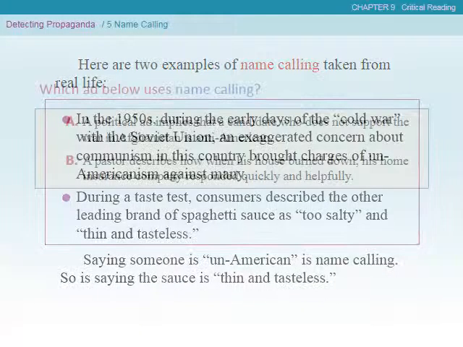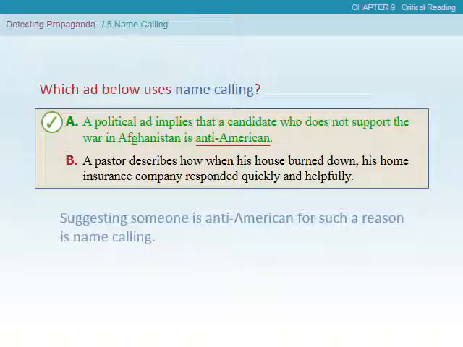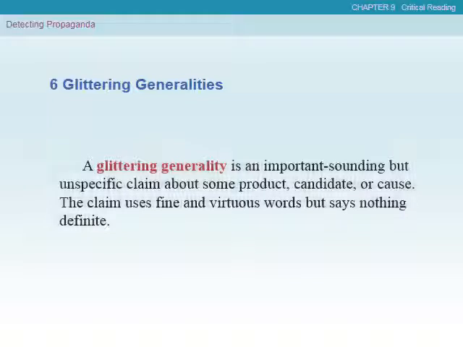All right, so which of these two is name calling? Remember, name calling means you're insulting the other product. A political ad implies that a candidate who does not support the war in Afghanistan is anti-American. A pastor describes how his house burned down. His home insurance company responded quickly and helpfully. So it's the first one, right? It's saying if the candidate doesn't support the war in Afghanistan, then he's anti-American. So it's name calling.